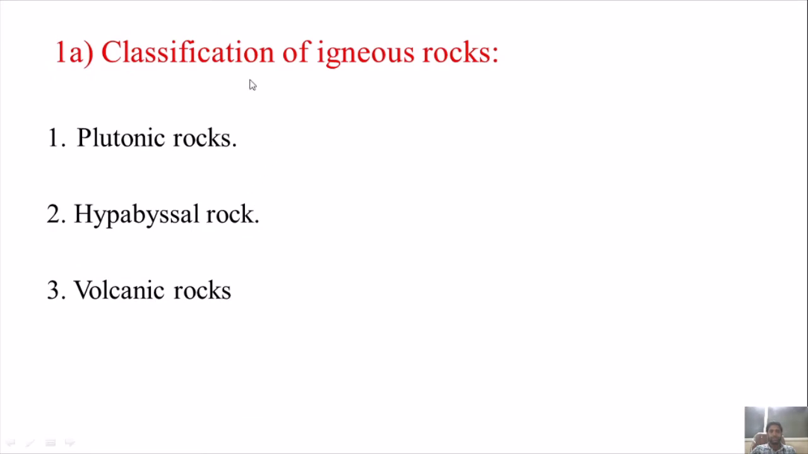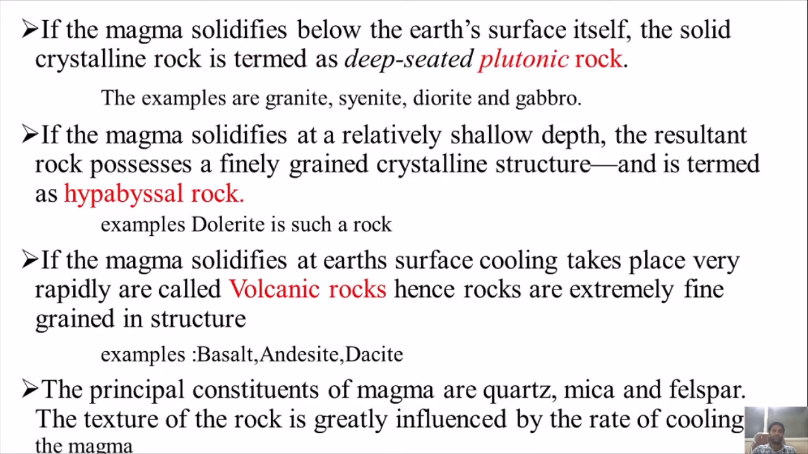The sub-classification of the igneous rocks can be done as plutonic rocks, hypabyssal rocks and volcanic rocks. So what do you mean by plutonic rocks? If the magma solidifies deep below the earth surface itself, the solid crystalline rock is termed a deep-seated plutonic rock.